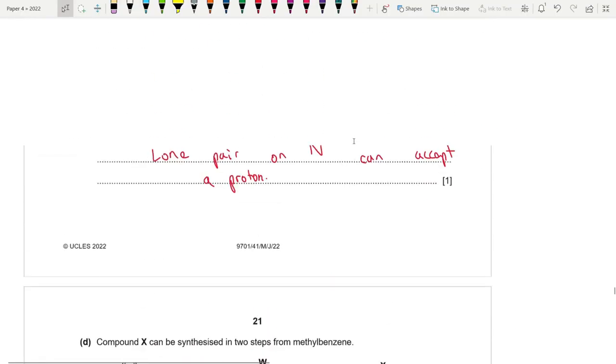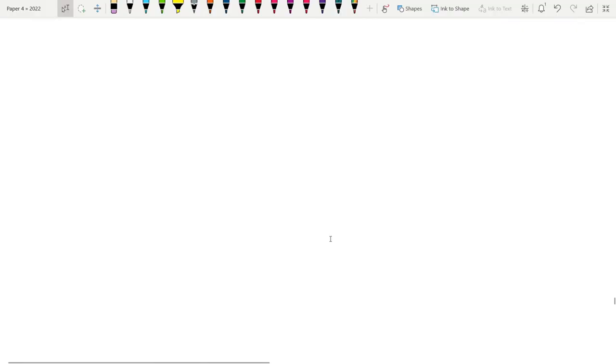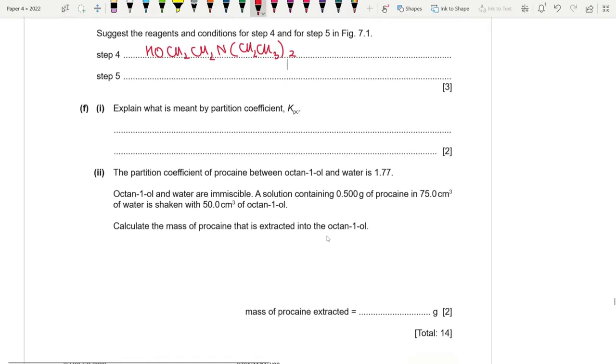Okay. And for step 5, what did we do exactly? Oh, we reduced the nitrate to an amine. So we use tin and concentrated HCl, yeah? Tin and HCl, concentrated HCl. You have to mention that. Tin and concentrated HCl. And of course, heat under reflux.